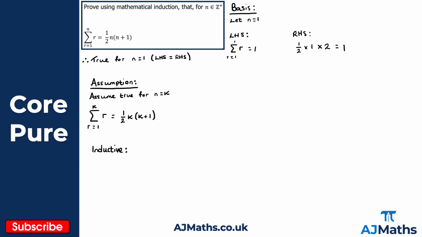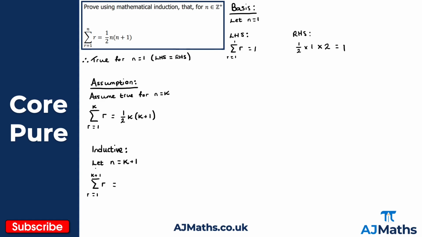So now moving on to the inductive step here. What do we have now? Well, what we're going to do now is let n equal to k plus 1. So here now, if we go back to the original summation, we have the summation of r from r equals 1. We originally had n, but now we're replacing n here with k plus 1. So from 1 to k plus 1.